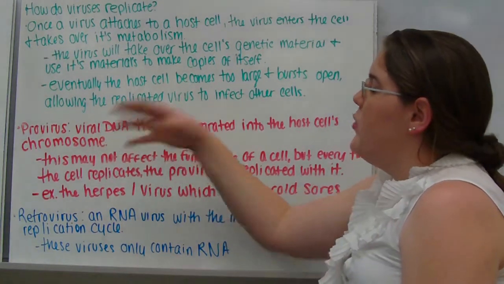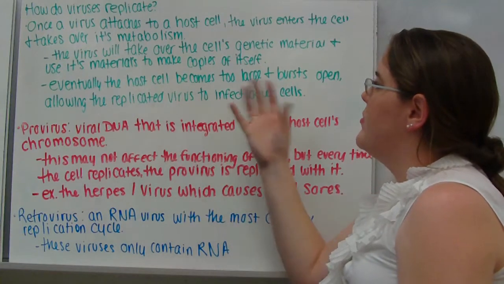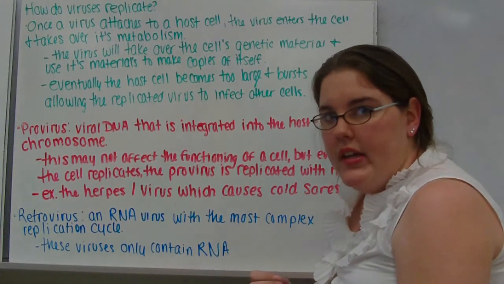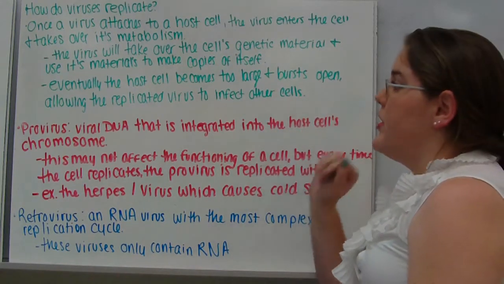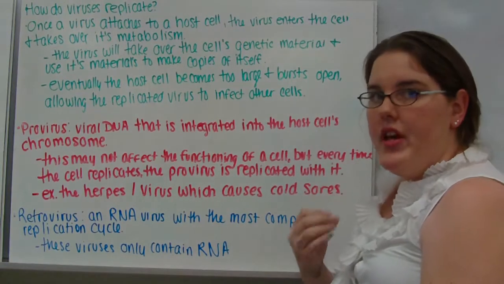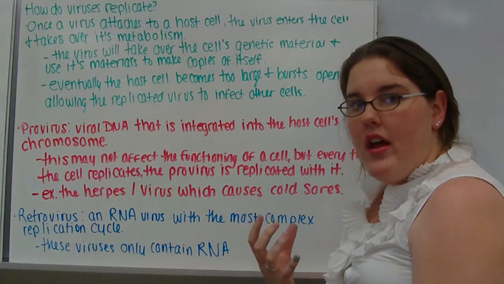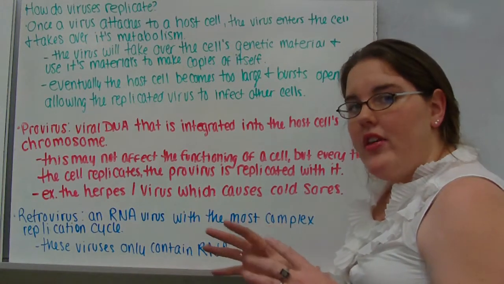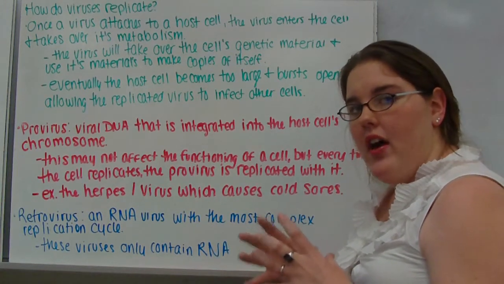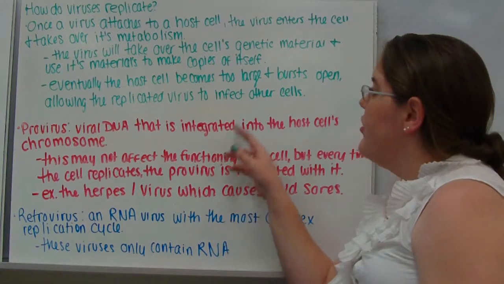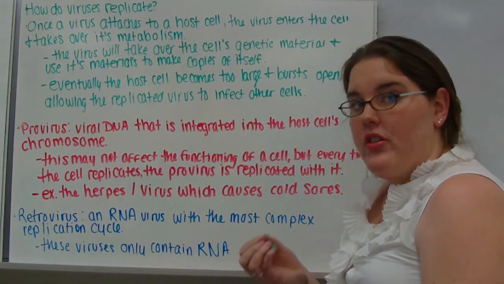Now eventually, what's going to happen is that the host cell is going to become too large. There's too much of that virus inside the cell that has replicated itself, and it will burst open. This allows the replicated virus to infect other cells. Once that happens, all the viruses that were inside that cell, causing it to burst open, are going to go and infect other cells.